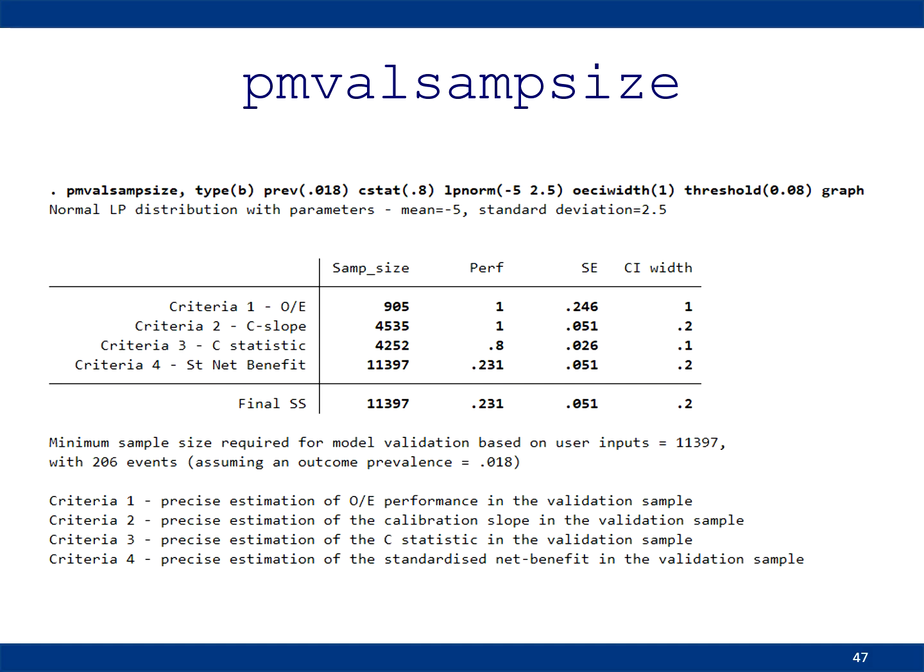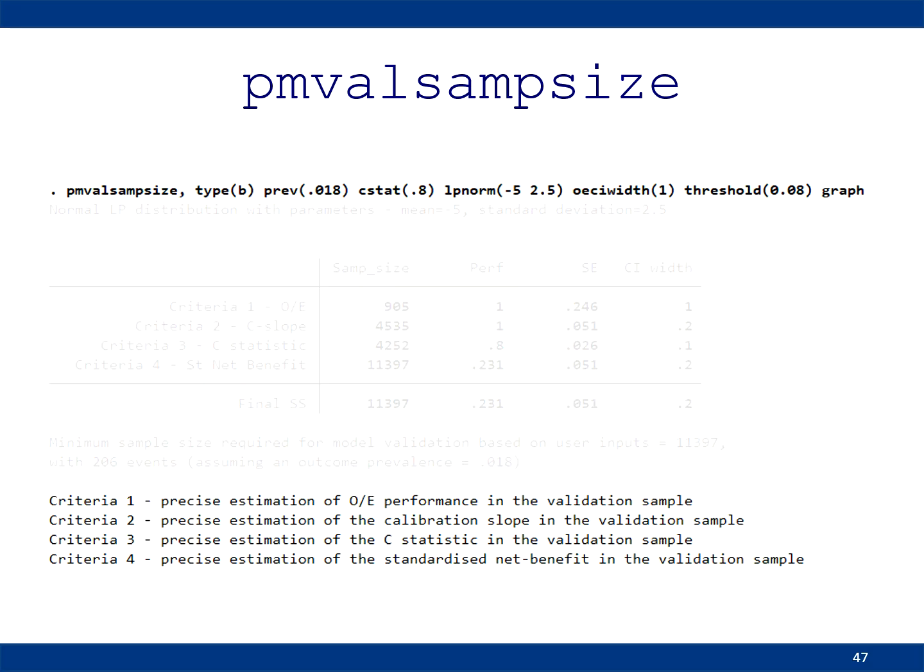And so I wrote PM_val_samp_size to implement this. PM_val_samp_size calculates the sample size required for an external validation, aiming to meet these criteria for precise estimation of performance statistics. And the typical output will look something like this.